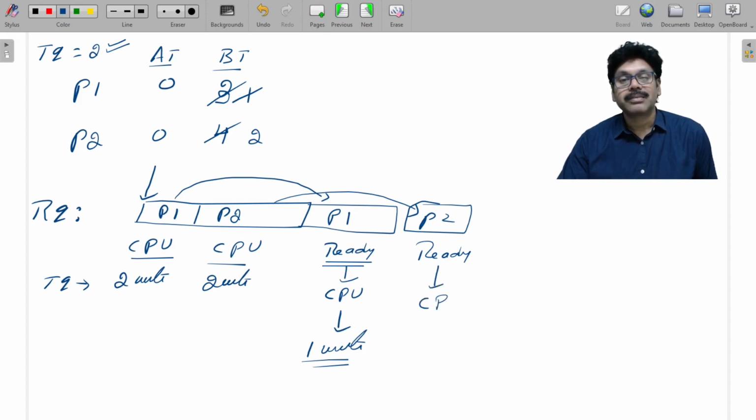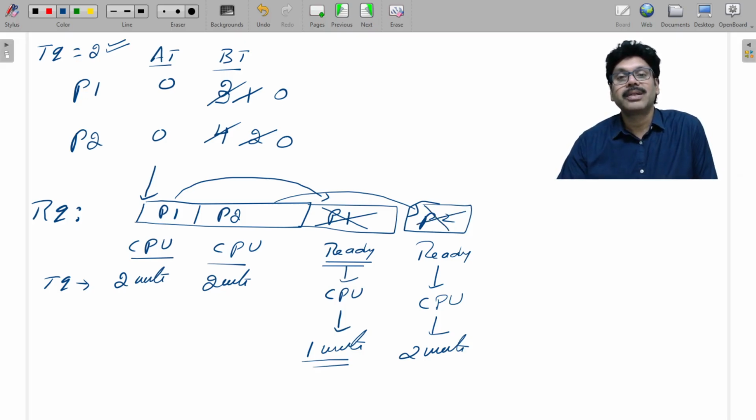It got the chance and executed up to 2 units of time, and that process also completed. So P1 is removed completely, and P2 is removed completely. That's the meaning of the round robin system.